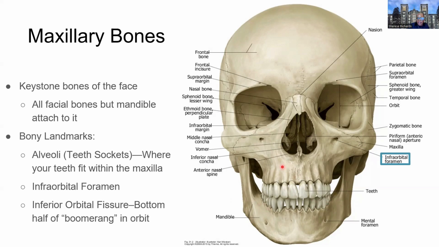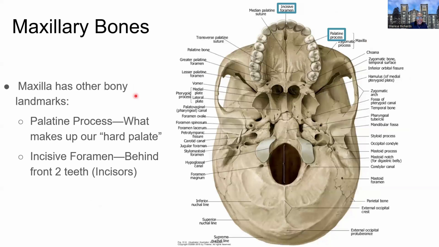Now, looking at the maxilla, which are paired bones, as apart from the mandible, which is a singular bone, the maxilla has the infraorbital foramen, right? So again, paired on either side and also found below the orbit. And that can be compared to the supraorbital foramen, which we talked about in the frontal bone. All right. Let's look at other features that can be seen inferiorly in the maxilla.